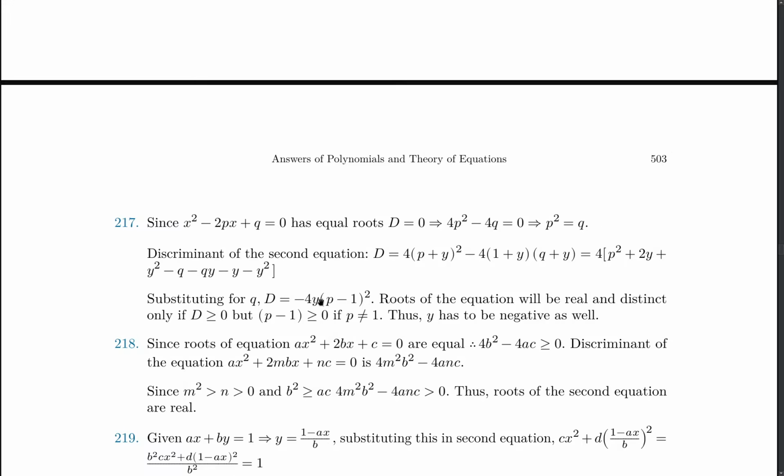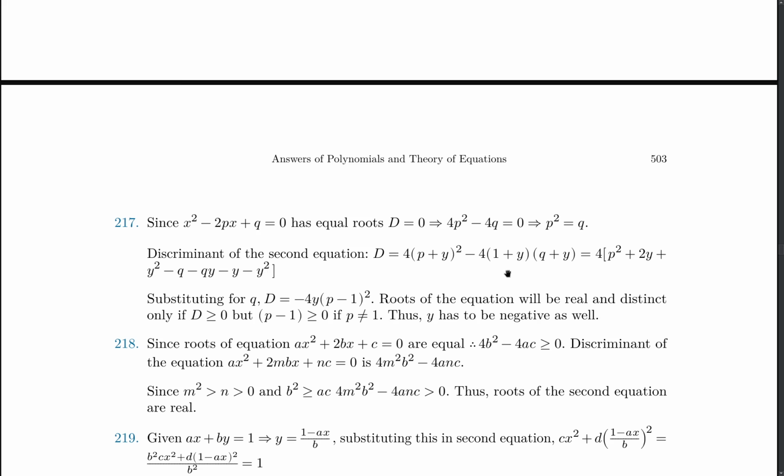There is something wrong here in this calculation. Y square is not here in the equation. Okay, so you can simplify this. Whatever it comes, it will be square. All right, roots of the equation will be real and distinct only if D is greater than or equal to 0, but p minus 1 is greater than or equal to 0 if p is not equal to 1. Thus y has to be negative as well.